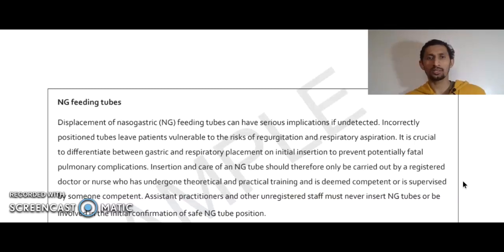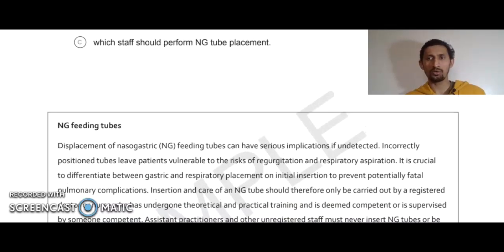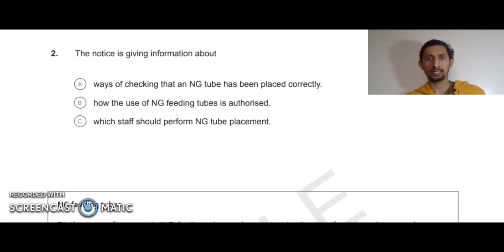Okay, so then we are going back to the questions now to find out the correct answer of question number 2. The notice is giving information about: option A, ways of checking that an NG tube has been placed correctly. It is not talking about the ways. So from that it is clear that it is not the correct answer. We can strike out the first one.